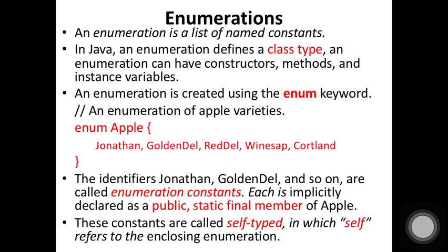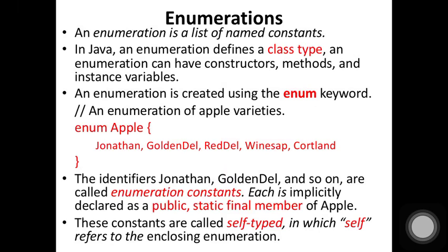Here I took a simple example, the textbook example. I mentioned the enum name as Apple, and inside it the names of apples: Jonathan, Golden Delicious, Red Delicious, Winesap and Cortland, etc. Like that we can add all the enumeration constants inside an enum. Each is simply declared as a public, static and final member of Apple. These constants are called self-typed, where self refers to the enclosing enumeration.